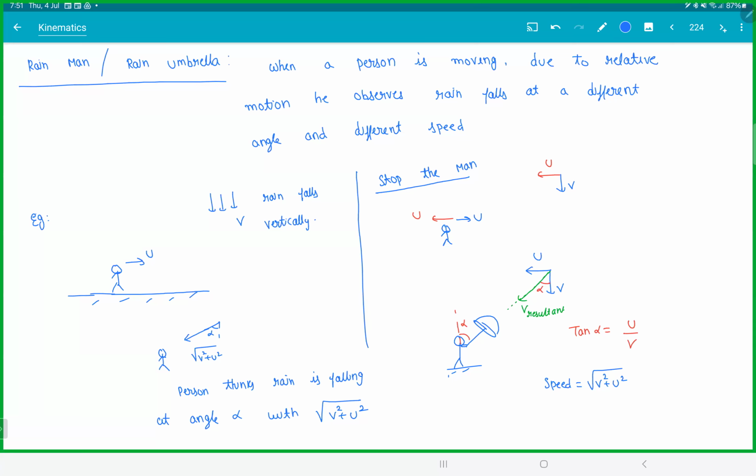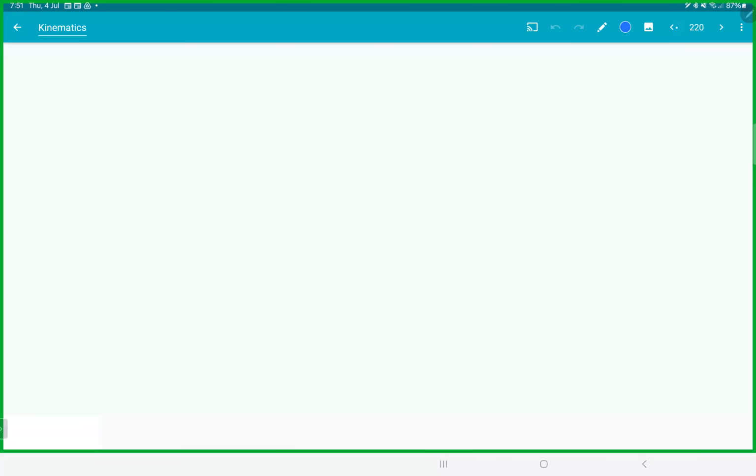Main idea: the confusion was, if two particles A and B are moving, normally you had a choice. You can stop A or stop B. In Rainman problems, always stop the man. Got the idea? Let's see a question. Let's do some easy ones.